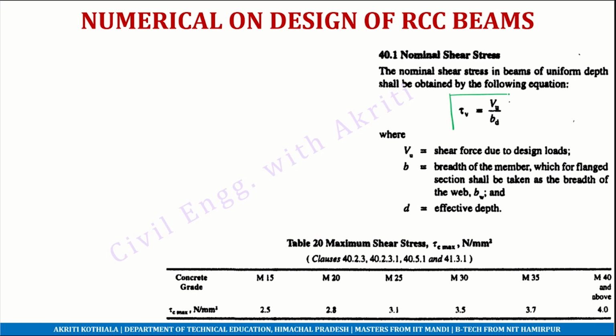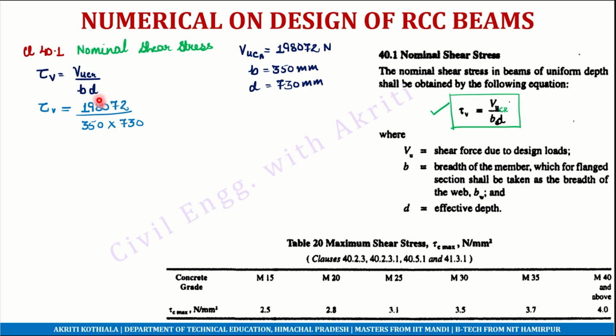Because as per clause 40.1, we have to calculate the nominal shear stress, and for the nominal shear stress, the formula is VUCR upon BD. So this VUCR will be utilized here. Now we have to keep in mind that we are using the new value of effective depth, that is 730 mm. So this calculates to be equal to 0.775 Newton per millimeter square. So the nominal shear stress is 0.775 Newton per millimeter square.